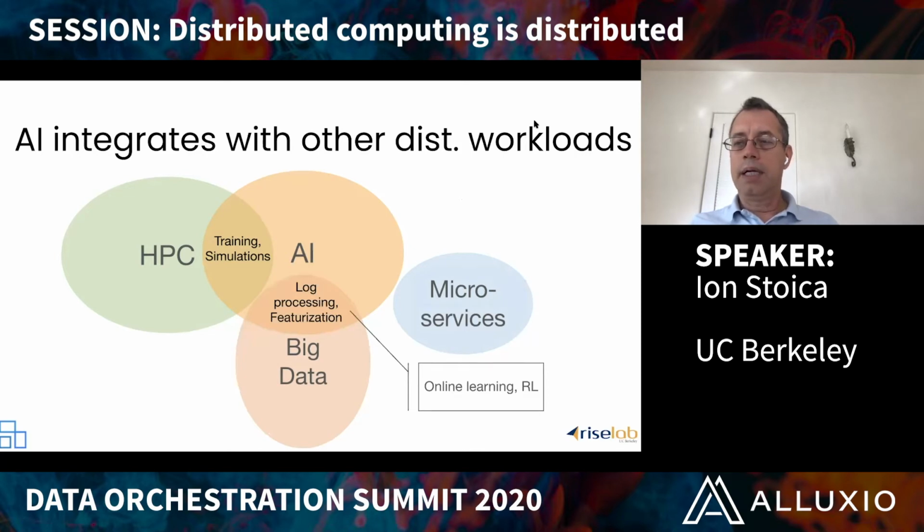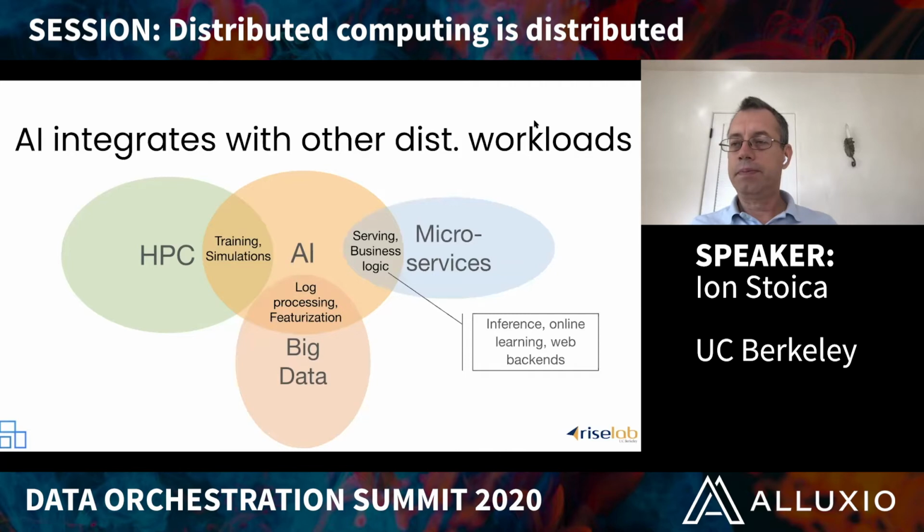AI and big data are strongly overlapping, as most AI applications today need huge amounts of data to train sophisticated models. Finally, the microservice architectures that power many of today's backend services are starting to integrate machine learning components, such as model serving, to improve these services.